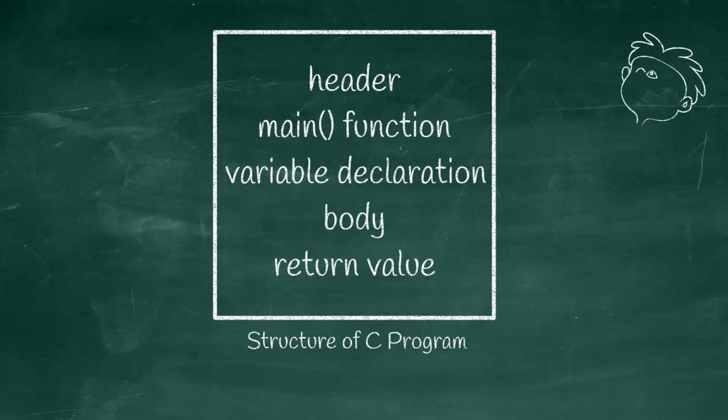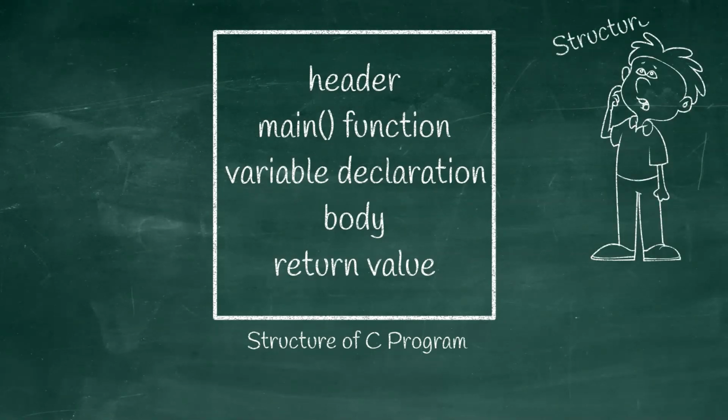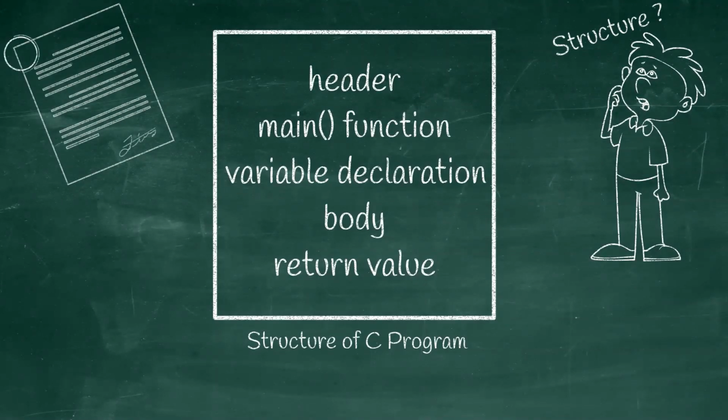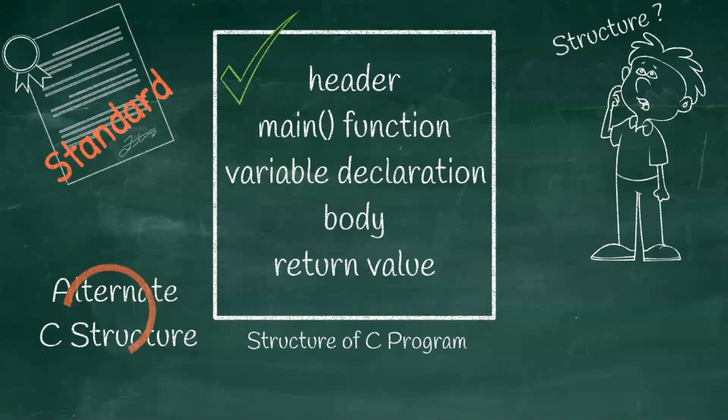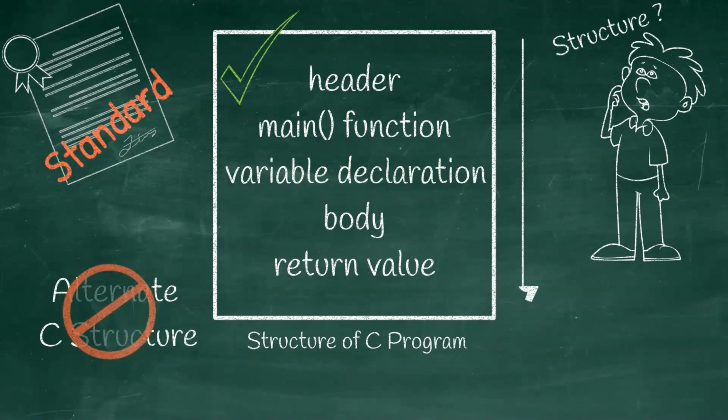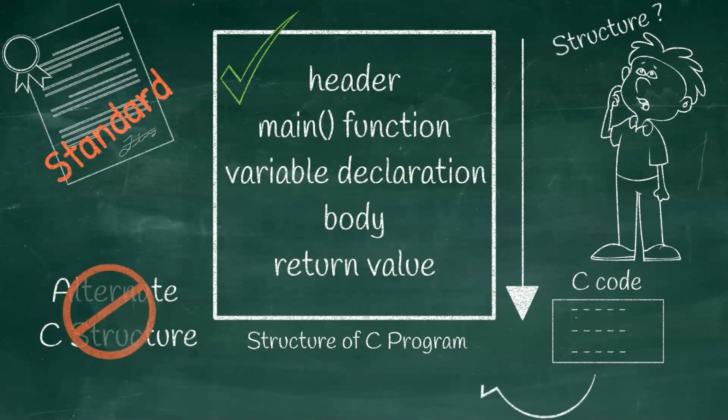First of all, let's understand what a C programming structure means. We can say a C structure is a standard for writing C programs. That means we can write a C program only in this structure. We have no alternate C programming structure. The order of the components in a C structure is not changeable. We'll have to follow the exact structure and in the same sequence. So in the coming videos, any program that we'll write has to follow this structure. If we do not follow, our program will have a compilation error.